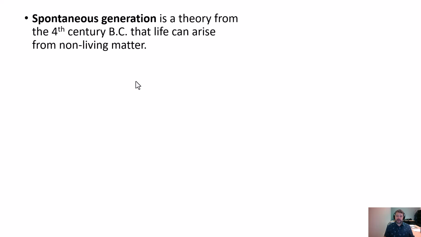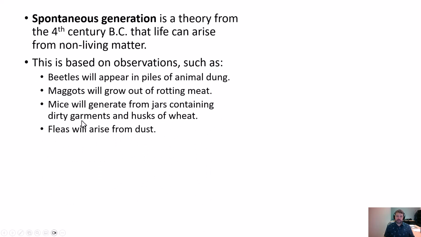Okay? And it was an explanation for lots of things. Like if you had a pile of animal dung or animal feces, okay, and beetles started appearing in it, that was spontaneous generation, that they poofed into existence. Okay, like rotten meat and maggots forming on it. If you had a jar with some rice in it, all of a sudden, next time you come back there's mice in that jar. All kinds of things. Okay?